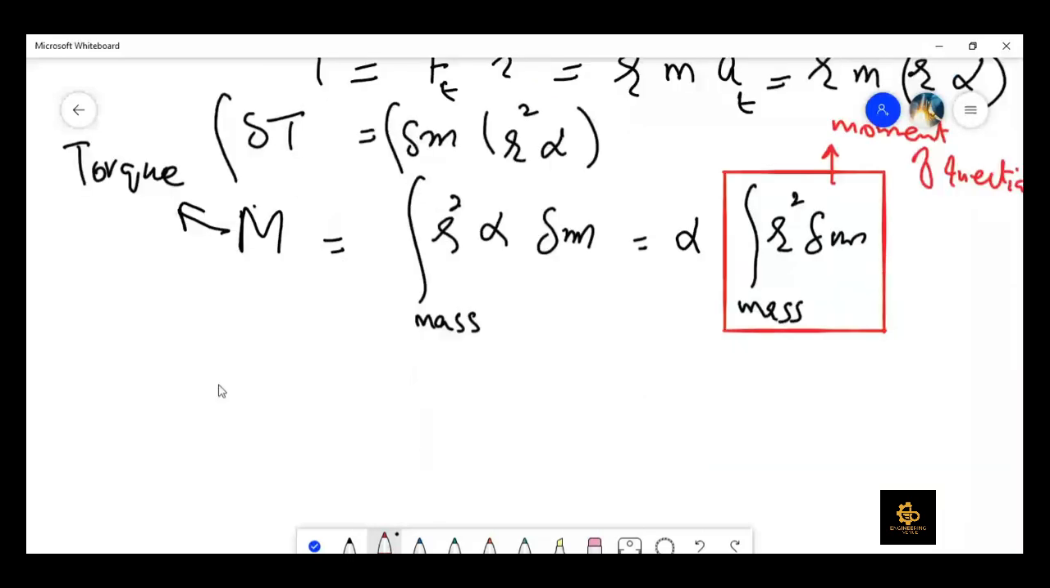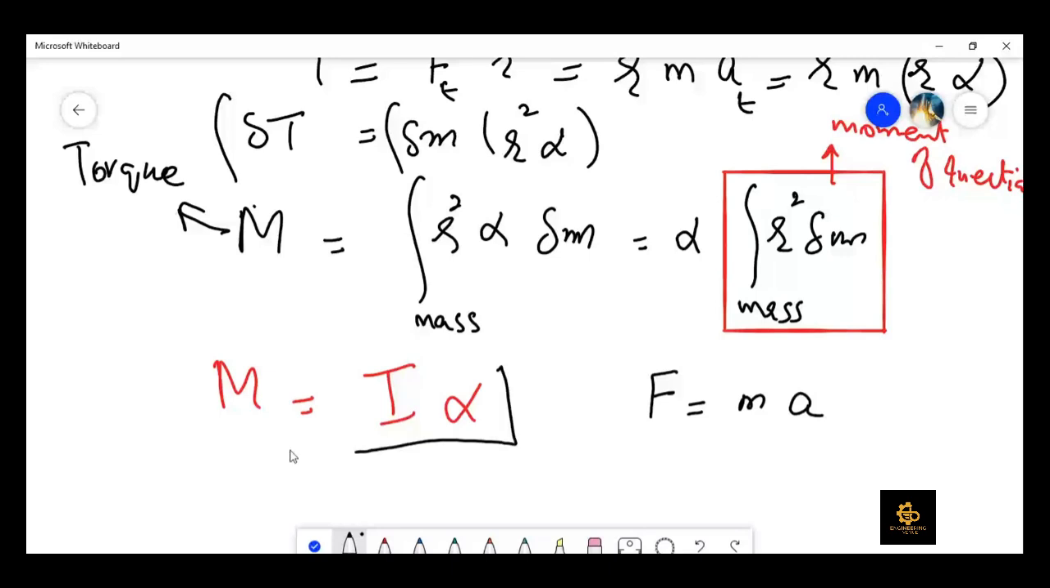Moment of inertia into angular acceleration, that is equal to torque, right? So this is the counterpart of Newton's law of motion, F equals ma. Here F is replaced with this moment or torque, linear acceleration is replaced with alpha, and mass is replaced with moment of inertia. I hope that these two relations are not new to you. So this was all about the torque.